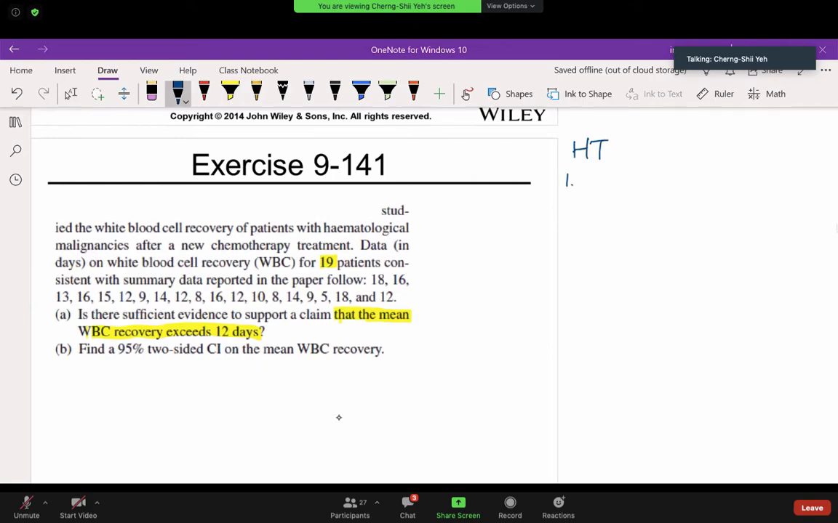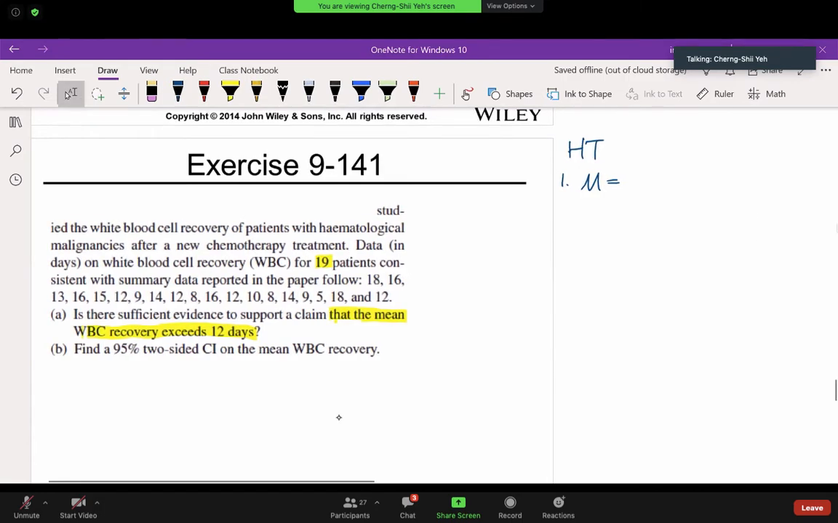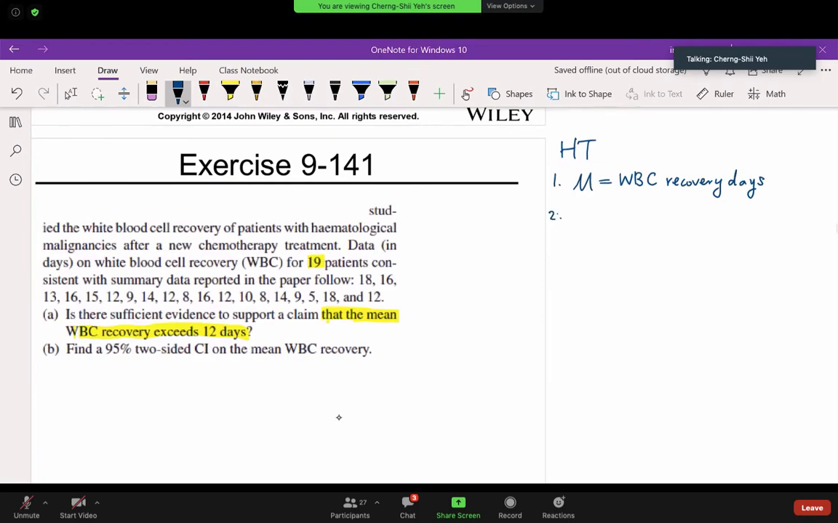First, what is our parameter of interest? What is our mu over here? It's not white blood cell count. It is the number of days of recovery. So this is our white blood cell recovery days. Okay, let's write down our hypothesis.